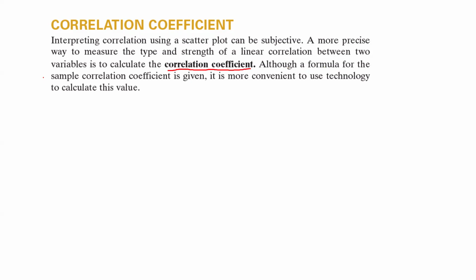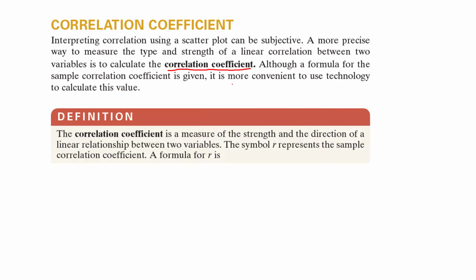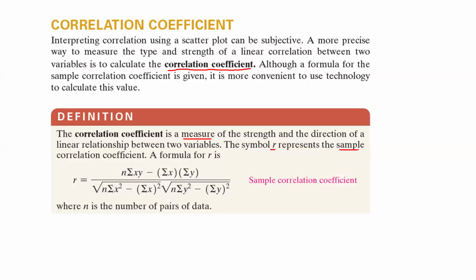Although a formula for the correlation coefficient is given down here, we are using technology eventually. The correlation coefficient is a measure of the strength and the direction of a linear relationship between two variables. The symbol R represents the sample correlation coefficient.